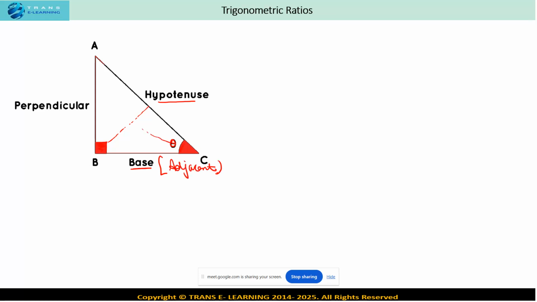The side which is opposite to this angle theta is known as perpendicular or opposite. Depending upon which side you take as perpendicular and which as base, the trigonometric values and answers will change. The hypotenuse will remain the same, that's the side opposite to 90 degrees. We are going to talk about the three trigonometric ratios. First is sine theta. Sine theta is perpendicular upon hypotenuse. I will represent perpendicular by P, the hypotenuse by H, and the base by B.